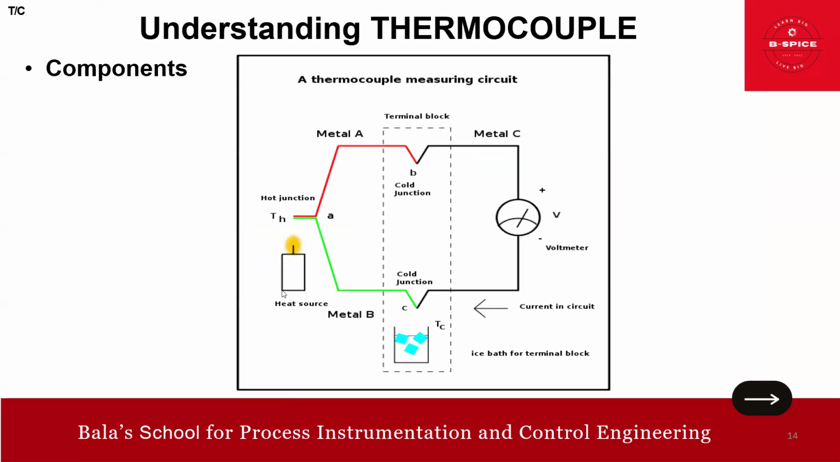A few more on the component side. You can see here, right? This is your heat source. This is where your hot junction, metal A, metal B, and this is your cold junction. And of course, this is the third metal, metal C. Okay. I'll talk about that also. That is for the compensation. I will talk about that in detail in the next video.